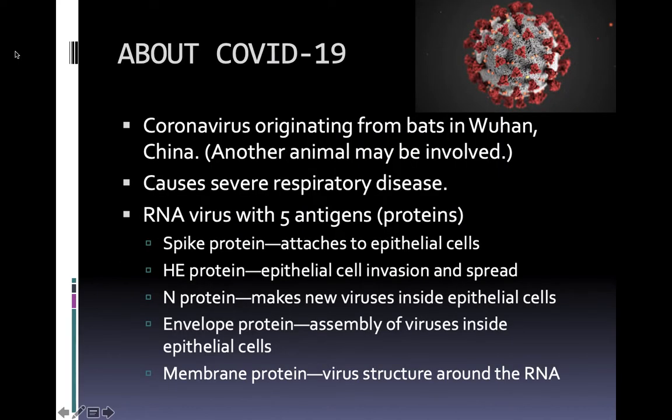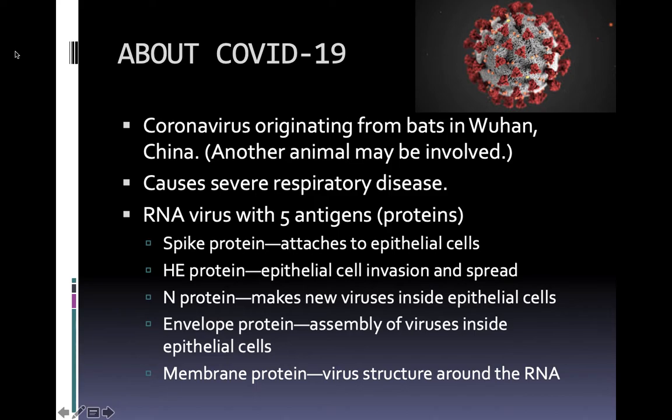Just some things about COVID-19. First of all, we know that it was a virus that originated from bats in Wuhan, China, with another animal possibly being involved. We're pretty sure that it originated in the Wuhan City meat market. A lot of conspiracy theories out there about possible other ways that it got into the general population. But as of now, we're pretty certain that bats were involved. As far as disease, this disease attacks the epithelial cells of the lungs and can cause severe respiratory disease.